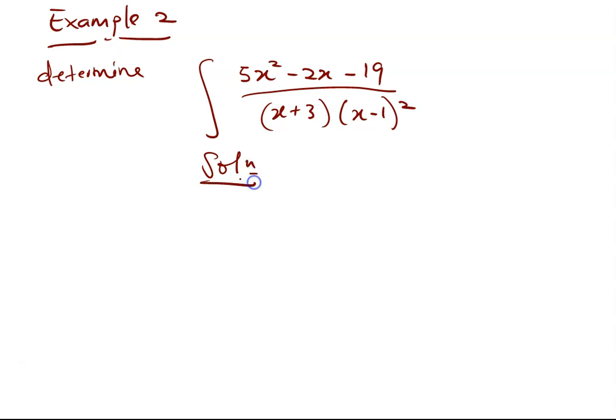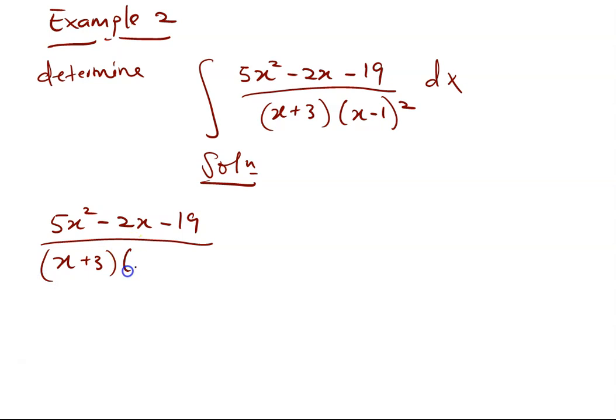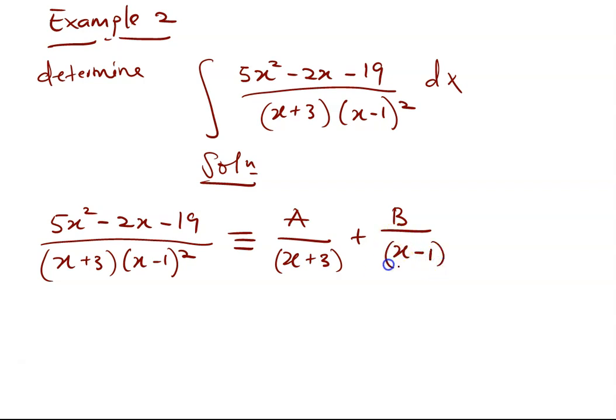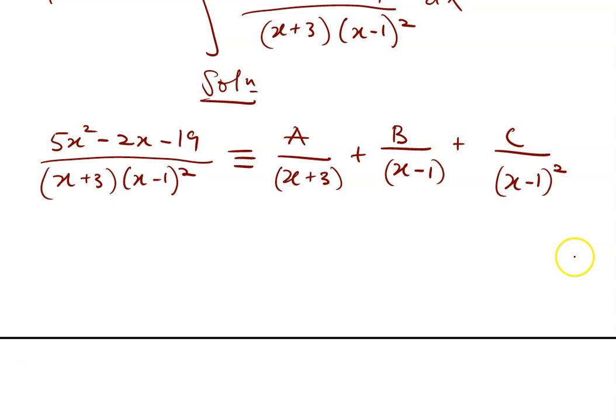The solution, we pick our function out, with respect to x, right? So we pick our function out, which is 5x squared minus 2x minus 19, all on (x plus 3) then (x minus 1) squared. And this is an identity of A over the non-repeating linear factor, right, plus a repeating linear factor. So we are going to get B divided by x minus 1, then plus C over (x minus 1) squared, right? So this is more like the type 1 and type 2 combined, right?